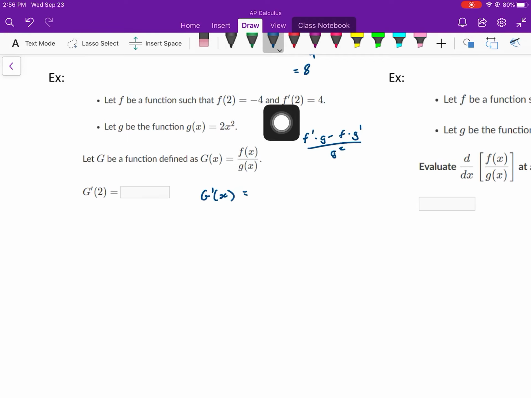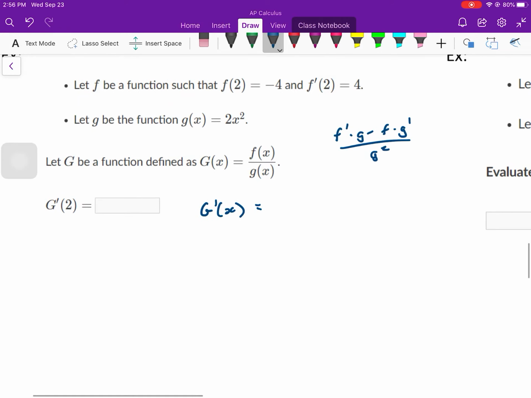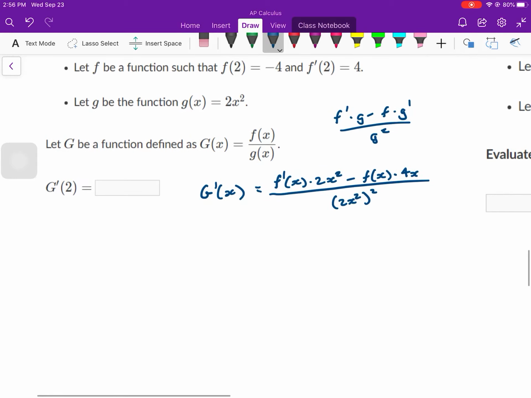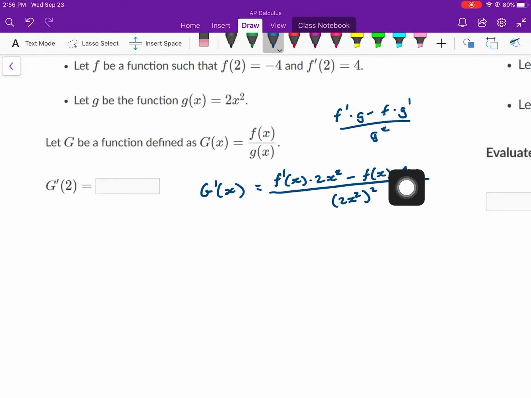And we don't know what f is, but we know g is 2x squared, meaning g prime is going to be 4x. So I'm going to do f prime of x times g, which is 2x squared, minus f times g prime, which is 4x, all over g squared, so 2x squared. Now we want g prime of 2, so I'm going to plug a 2 into the x's.